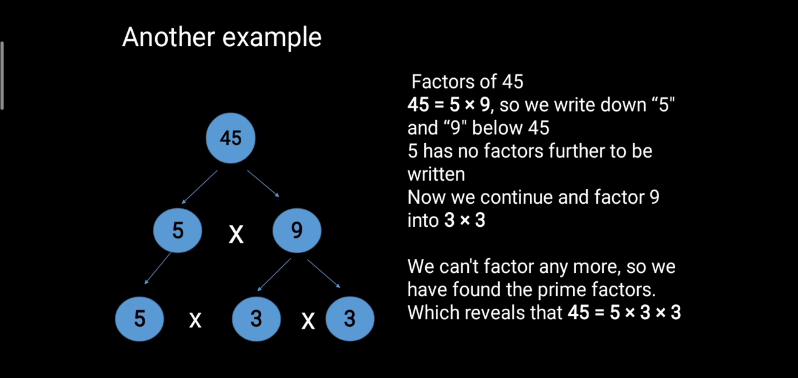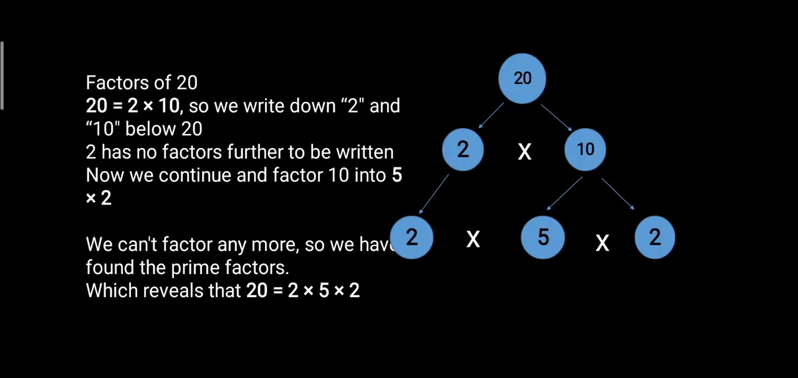In the same way, we can solve the number 45. 45 can be written as 5 into 9. As 5 is a prime number, it can't be divided. 9 is a composite number, so it can be divided. It can be written as 3 into 3. The factors of 45 are 5 into 3 into 3. 5 and 3 both are prime numbers.